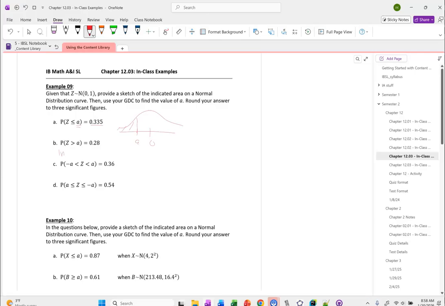How would I do B? Except because it's greater than A. Yep, let me double check my sheet here. 583, yep.